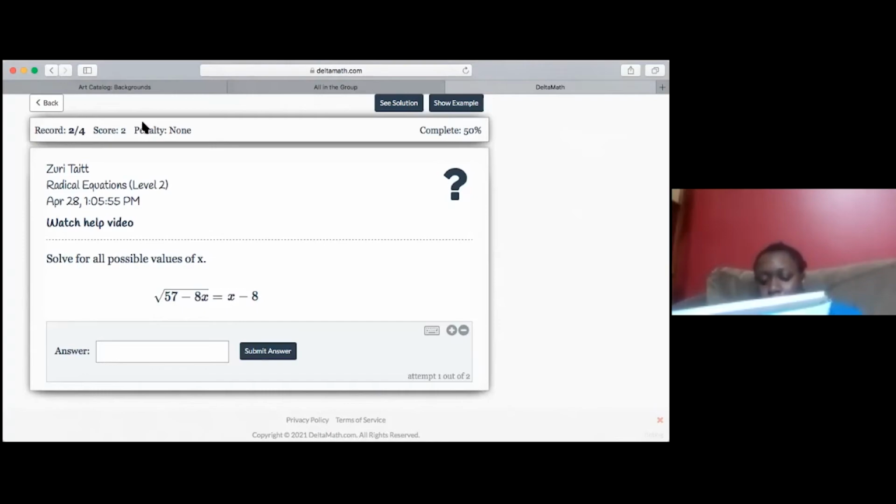And then you got 57 minus 8x. And here you got x minus 8 times x minus 8. And then that becomes x squared plus 8 and 8 negative, that's minus 16x. And then 8 times 8 is 64, plus 64. Okay, so let's do the math.